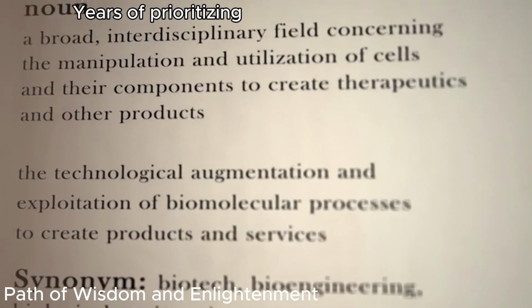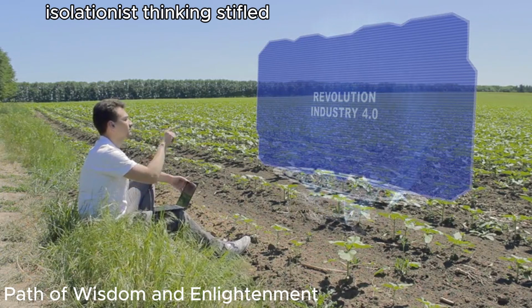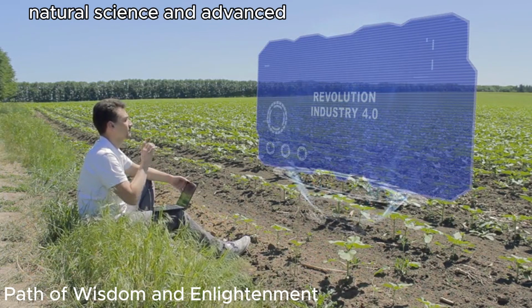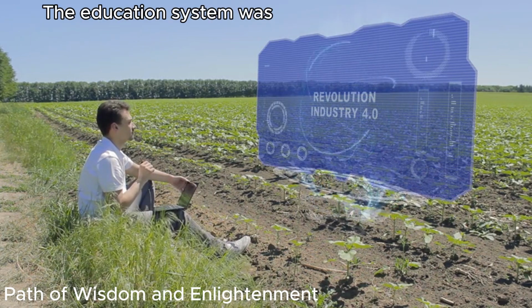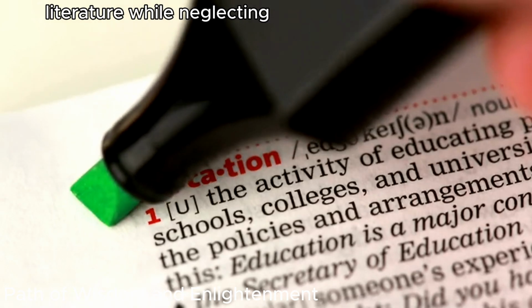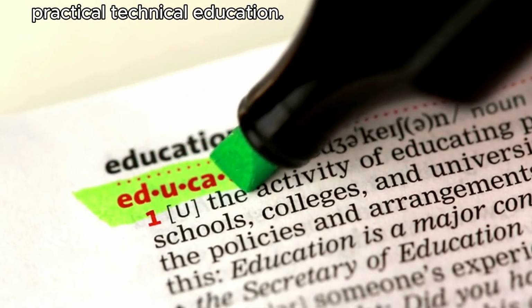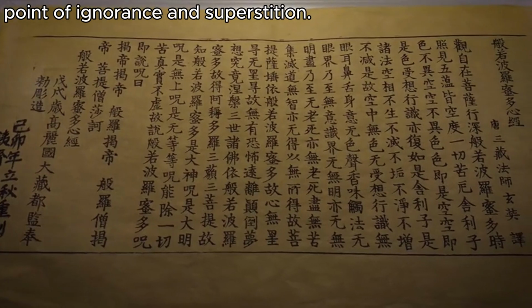Years of prioritizing agriculture over commerce, complacency, and rigid isolationist thinking stifled natural science and advanced production technology, widening the gap with Western countries. The education system was backward, and the civil service examination system focused on literature while neglecting practical technical education. The Qing government was stubbornly conservative to the point of ignorance and superstition.